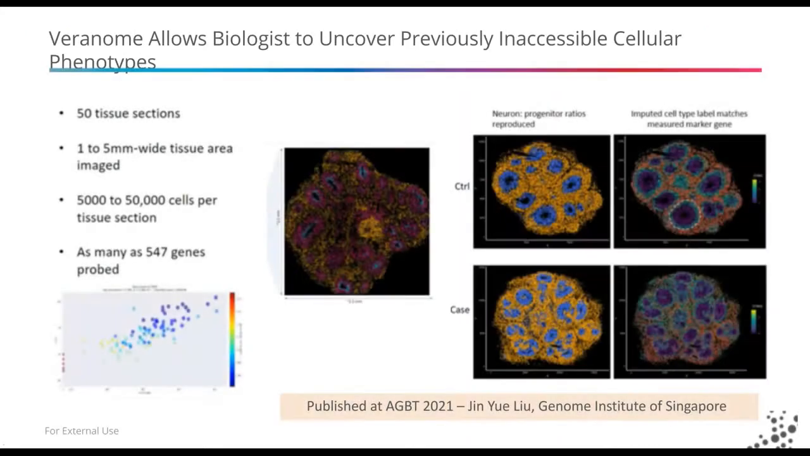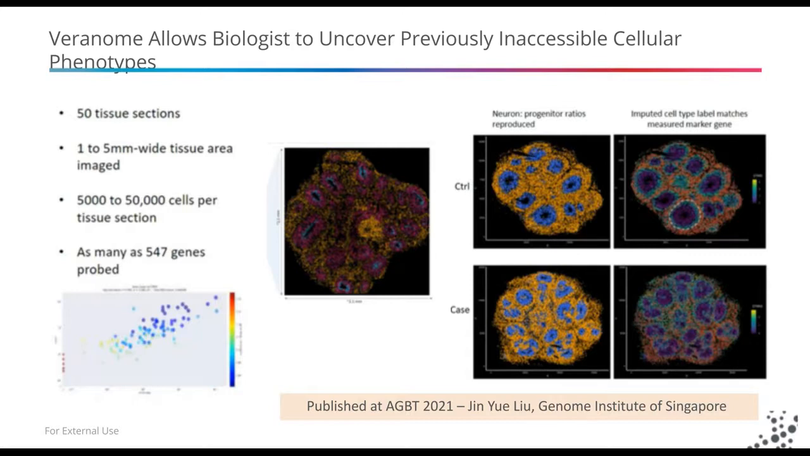So I've tried to give a basic overview of the system, but I'd like to highlight a couple of the different application areas where we're focused. One of the key applications that was demonstrated at this year's AGBT conference by one of our research collaborators at the Genome Institute of Singapore was to look at organoids at subcellular resolution, looking at anywhere from 5,000 to 50,000 cells per tissue and as high as 547 genes.